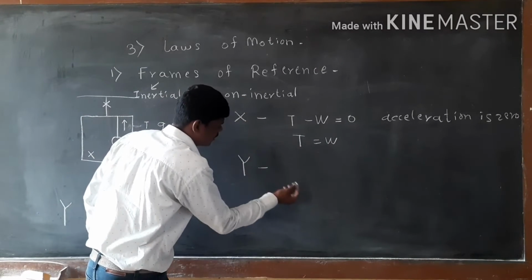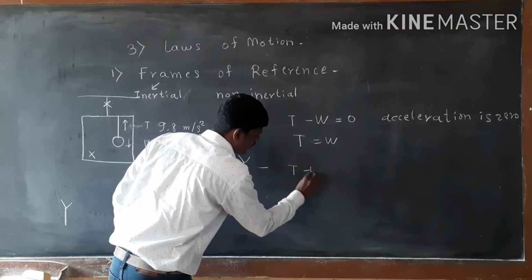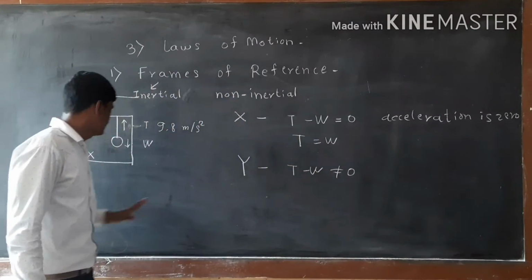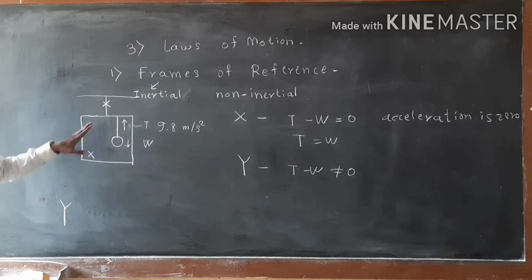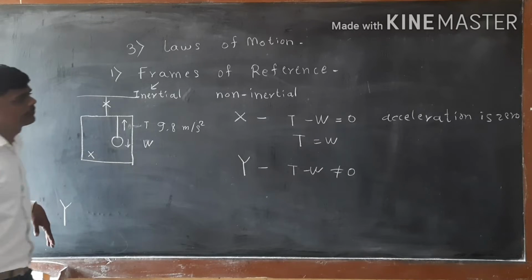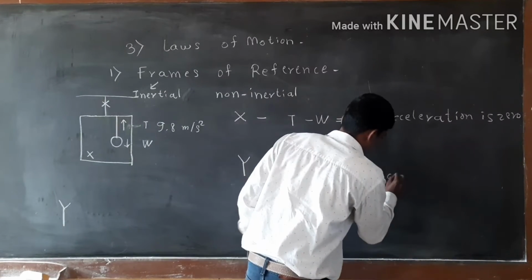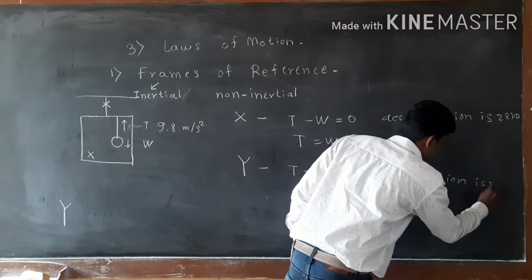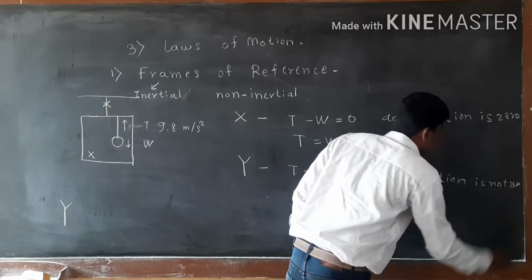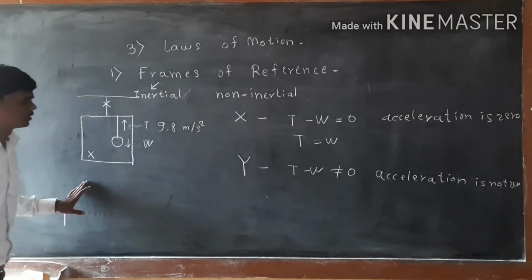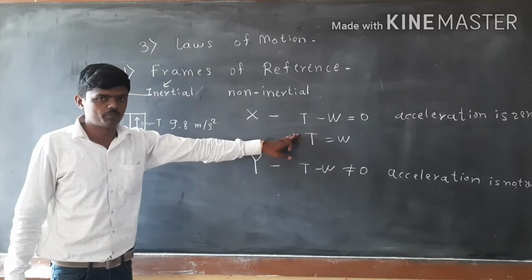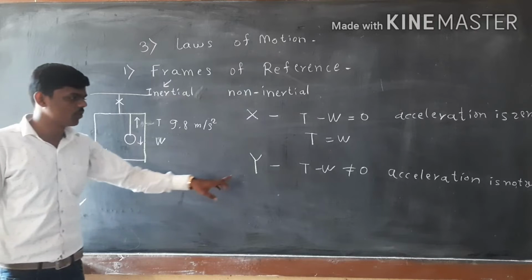According to Y, he will observe that T minus omega is not equal to 0, or omega minus T is not equal to 0. That means there is some force on this pendulum, because it is in an accelerated motion. So acceleration is not equal to 0. So according to X, there is no force on the pendulum, and according to Y, there is a force on the pendulum.